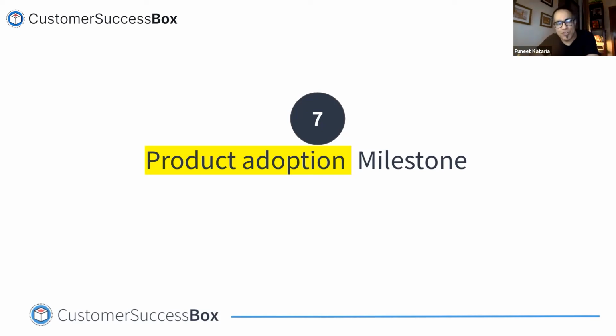Product adoption milestones are something that we are very proud that we track very, very closely. If you're using, let's say, CustomerSuccessBox, no customer goes from sign up to good health, where all your personas are using the product and all your use cases are solved, overnight. It takes 6 to 8 to 12 weeks to start onboarding users, and onboarding different personas takes its own time.